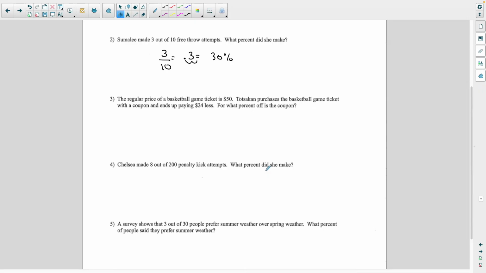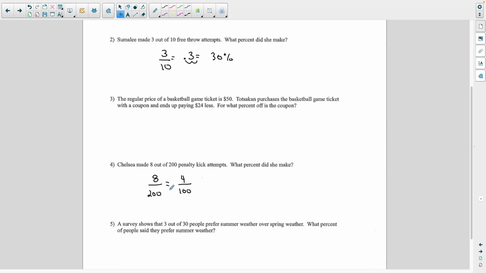Now, number 4. Chelsea made 8 out of 200. So 8 out of 200. Now, this is different because we've never dealt with something that's not divided by 100. The first thing I want to do is, can I make it to where this is out of 100? So can I go from 200 to 100? I can, if I divide 200 by 2. The question is, can I divide my numerator by 2? Now in this case I can. 8 divided by 2 is 4.